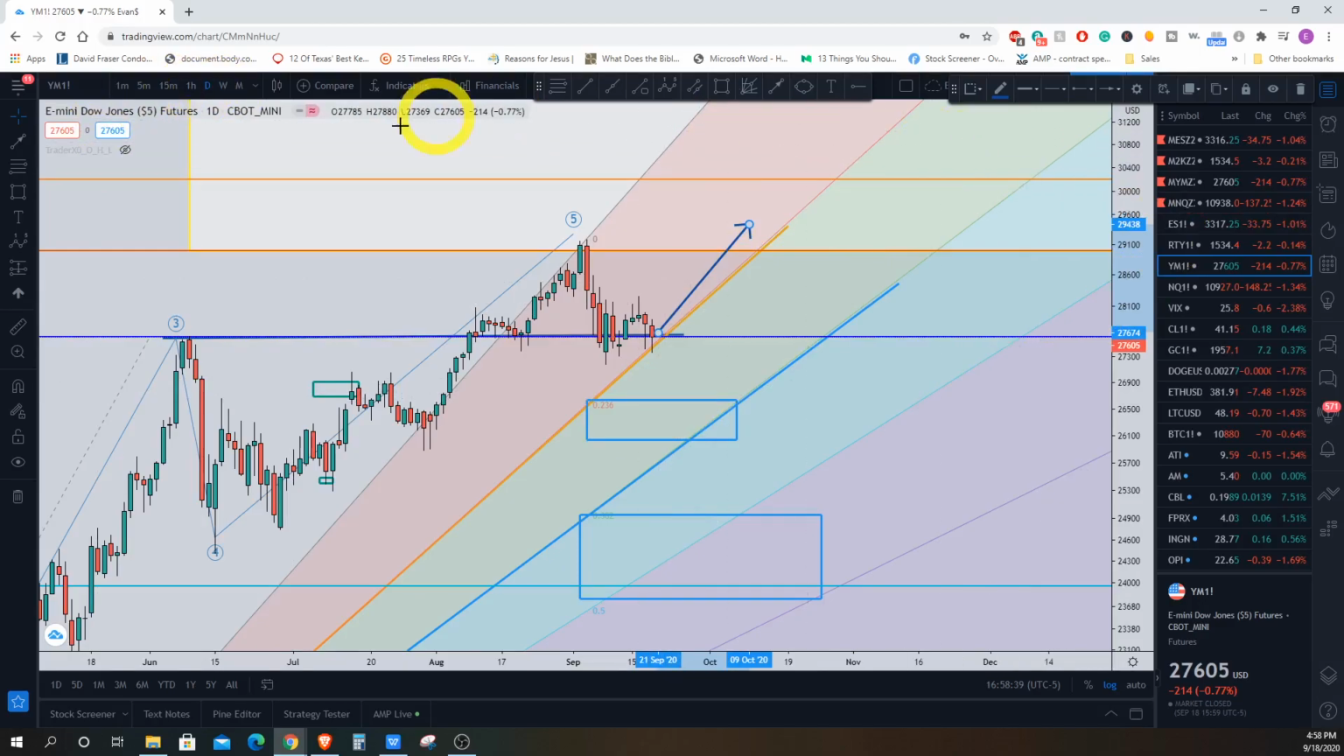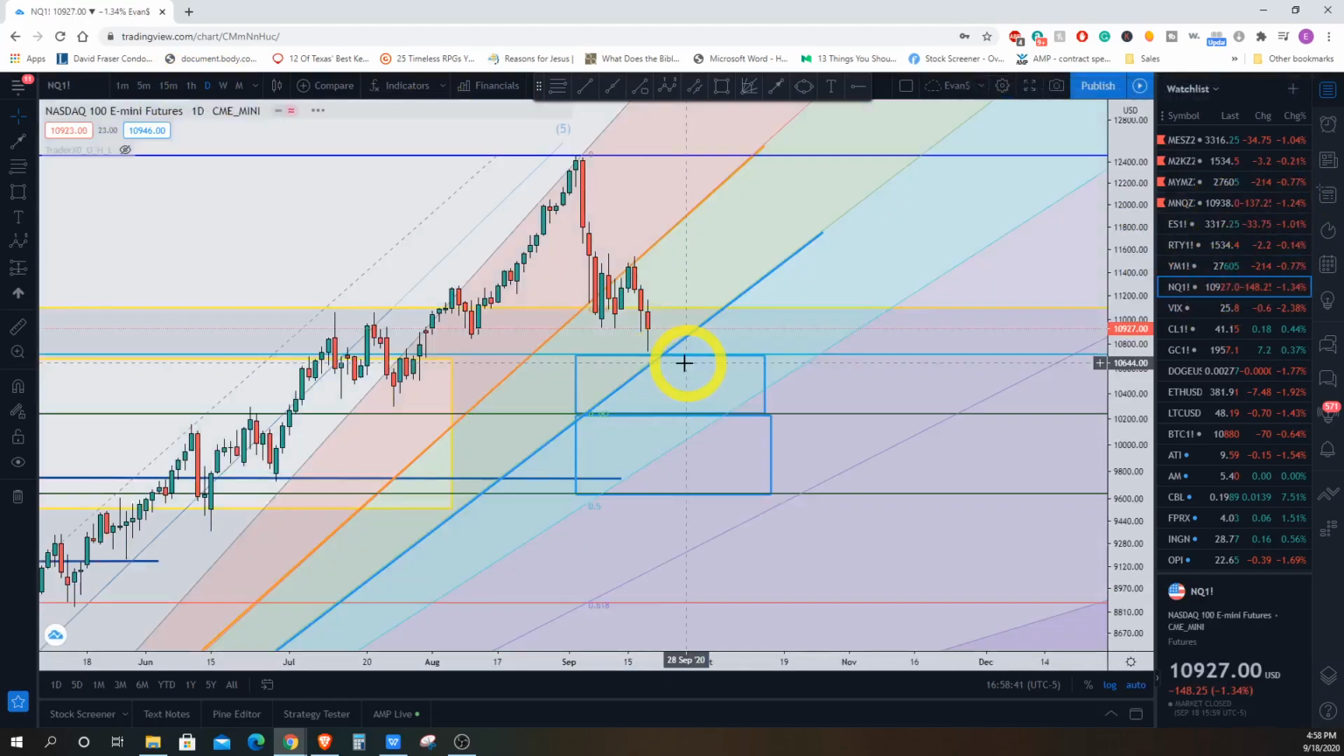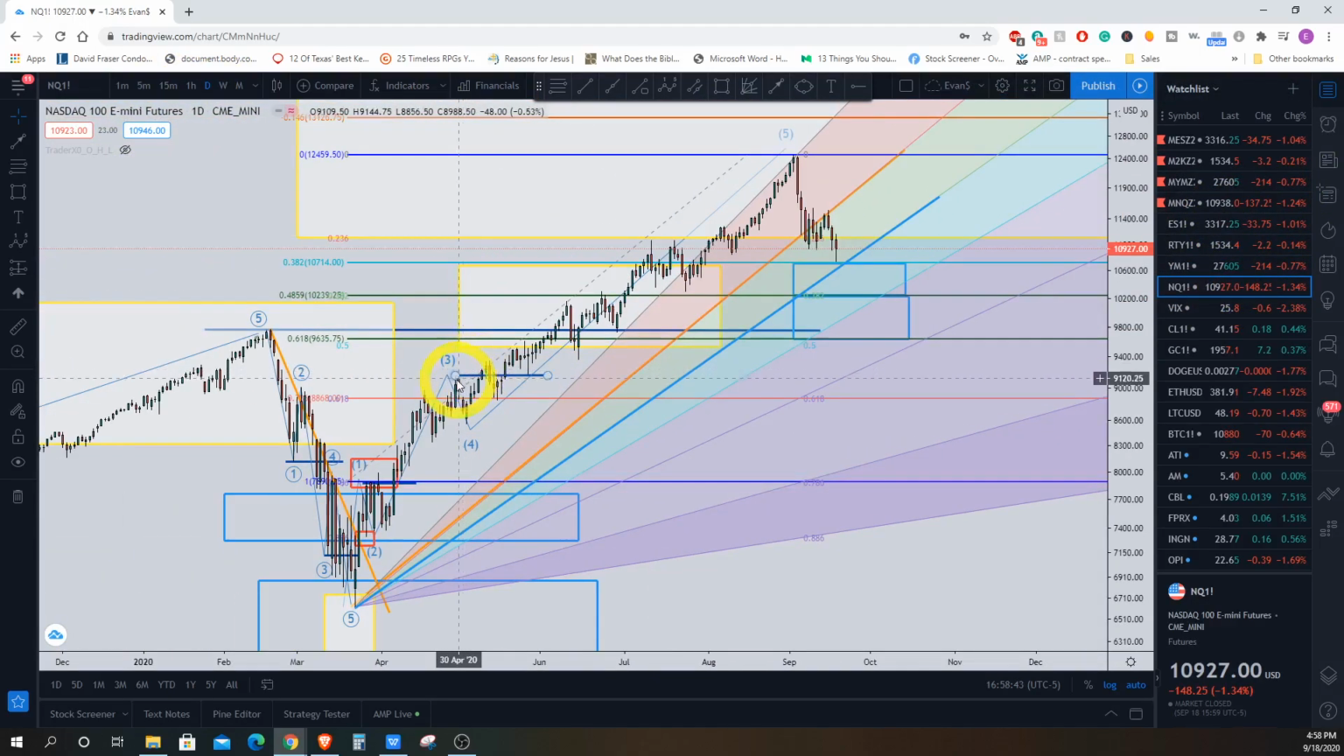And let's see, going into the Nasdaq, last but not least right here, the Nasdaq is actually a little bit further along than the Dow Jones right there. As you can see, using this, let's get rid of this thing right here.